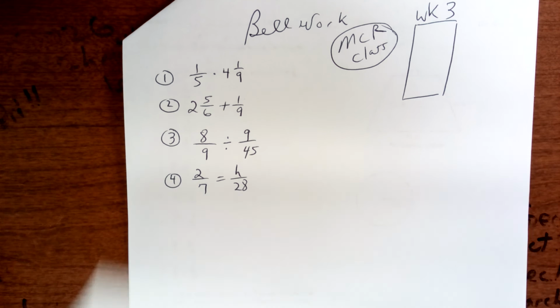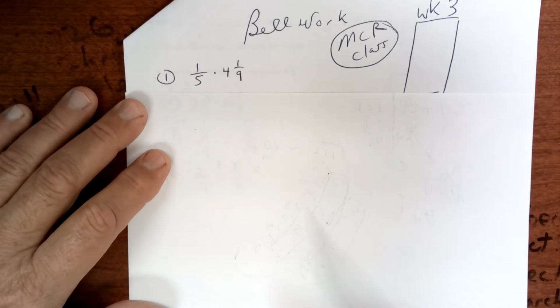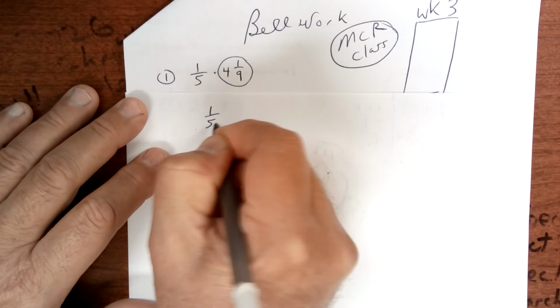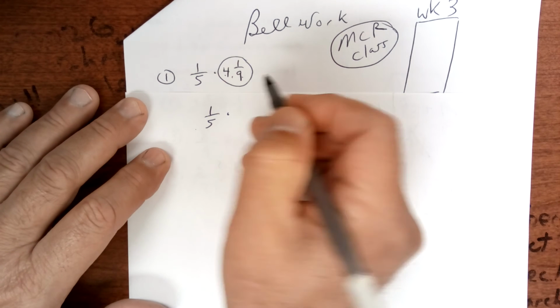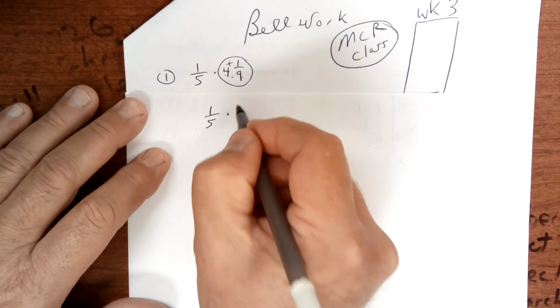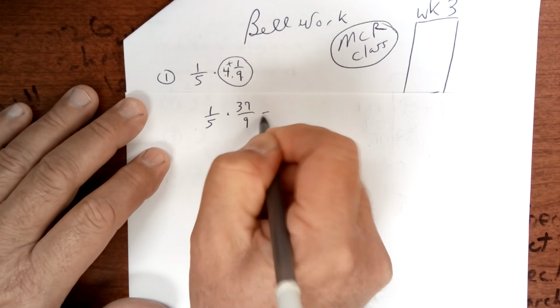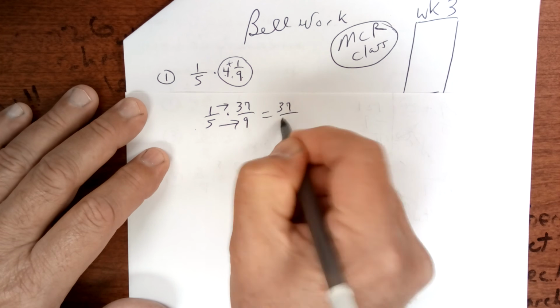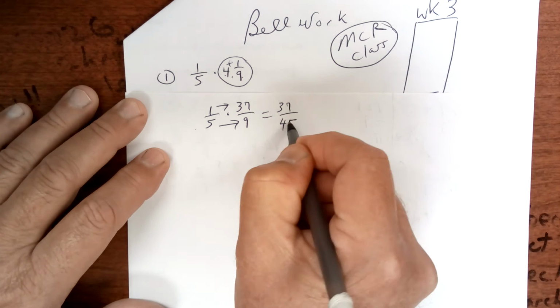MCR work, you're going to change this to an improper fraction. So you're going to get 1 over 5 times 4 times 9 is 36 plus 1 is 37 over 9. When you multiply, you're going to get 37 over 45. Okay, and you can try to reduce. I don't think you can.